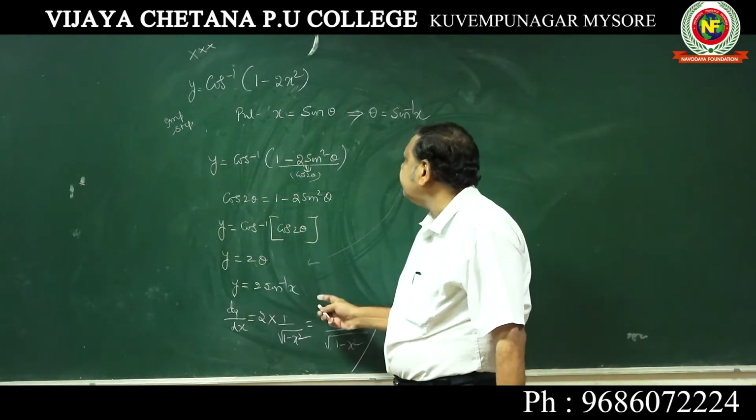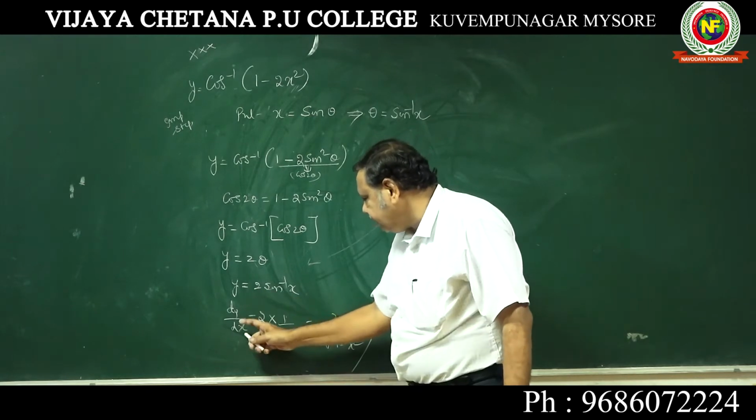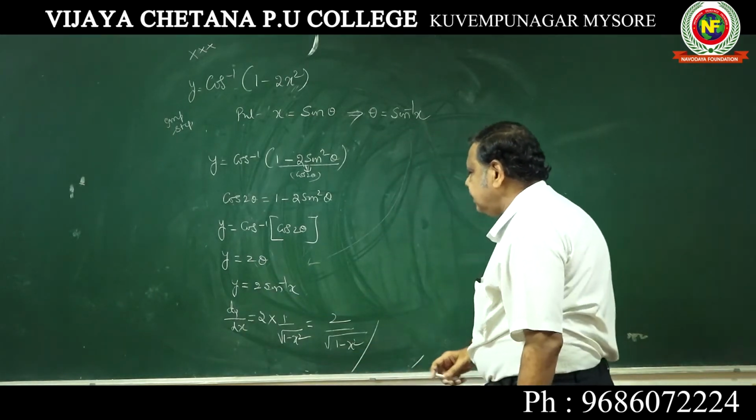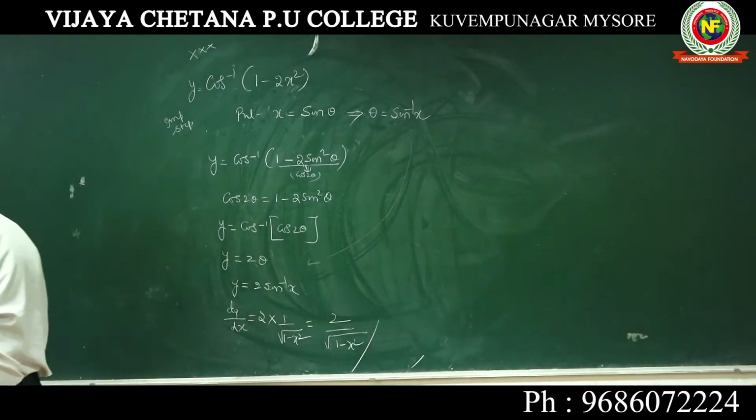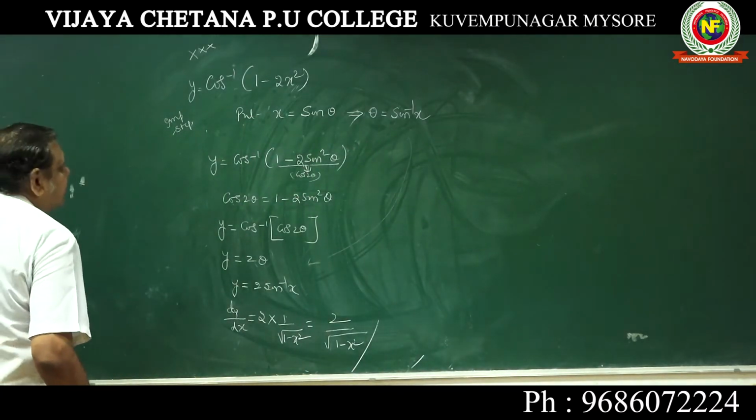Now substitute theta, then you differentiate. Here you should write dy by dx is equal to 2 into 1 over root of 1 minus x square. So this is the answer for this.